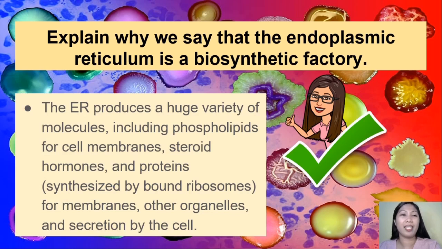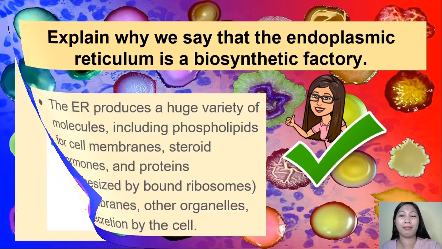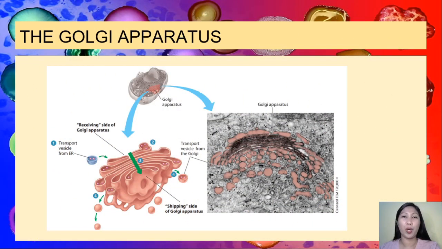You're correct! The ER produces a huge variety of molecules, including phospholipids for cell membranes, steroid hormones, and proteins for membranes, other organelles, and secretion by the cell. Now let's explore the Golgi apparatus. After leaving the ER, many transport vesicles travel to the Golgi apparatus. The Golgi apparatus serves as a molecular warehouse and finishing factory for products manufactured by the ER. You can follow this process in the figure.